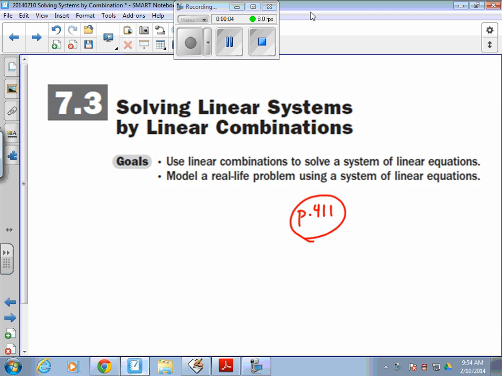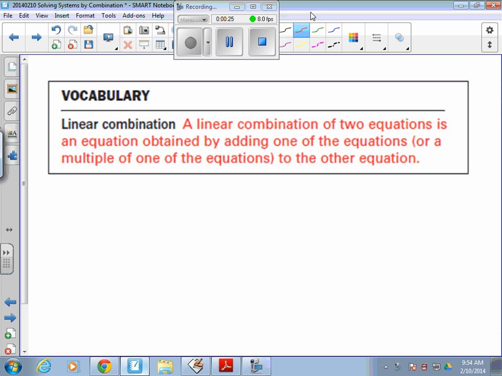Today we're looking at section 7.3, and more specifically, we're just looking at solving systems, or linear systems, by combinations. Another name for combinations is sometimes elimination. We have a couple of goals: using linear combinations to solve a system, and modeling a real life problem using linear equations. First thing you've got is a definition of a linear combination.